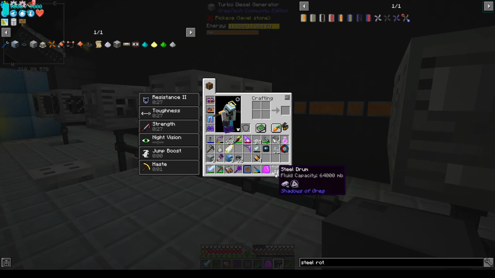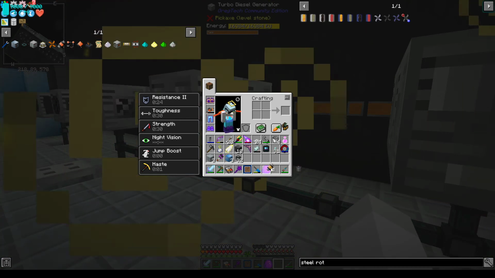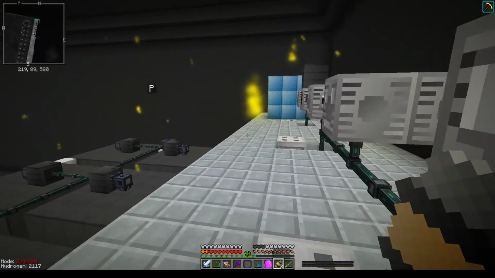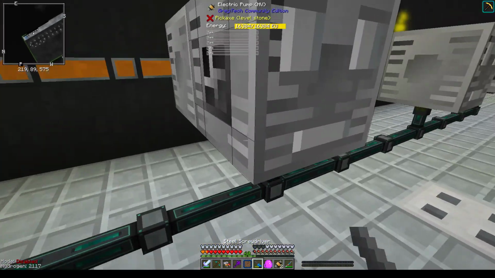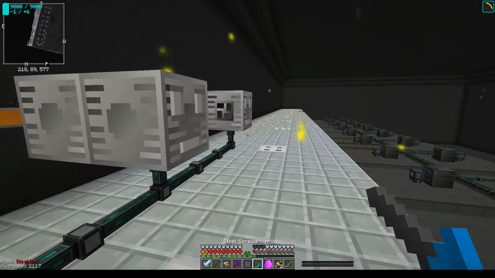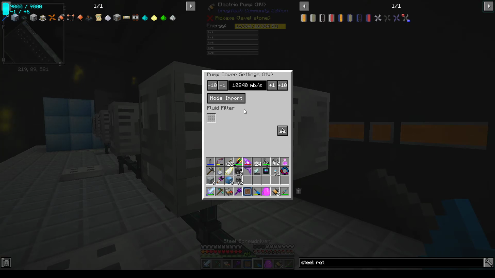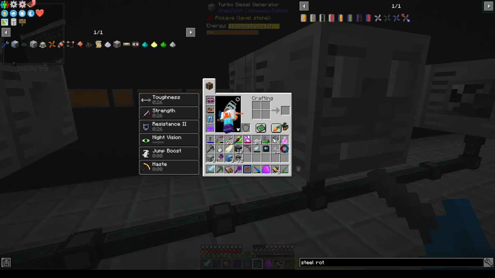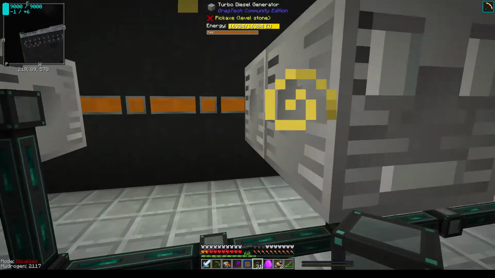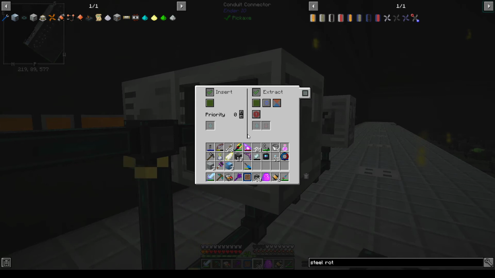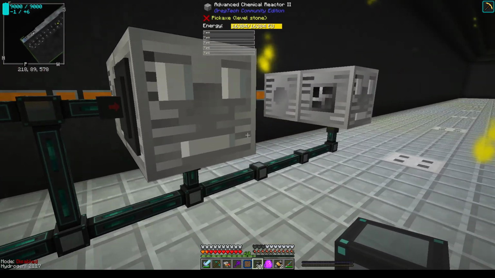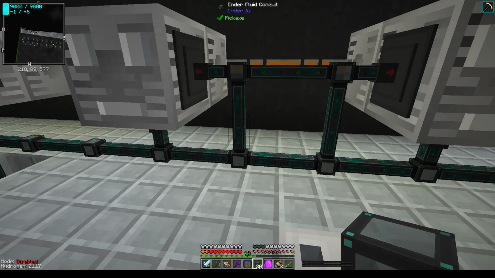Alright, so we got those back in place. We are going to put these on the outside here. And we'll set both of these to import. And what we'll do is on the inside here, we will have the ender fluid conduit. And the insert is going to be red. There's going to be no extraction. Again, insert red, no extraction.